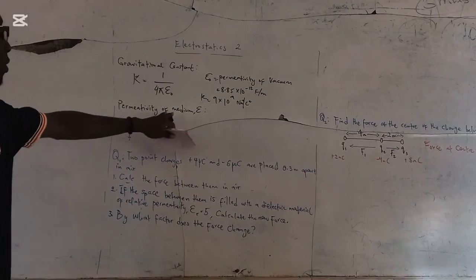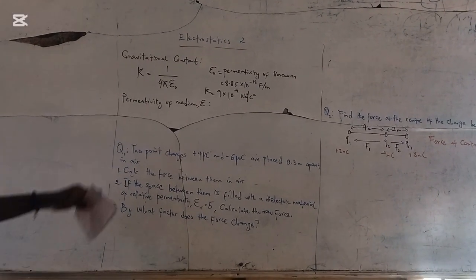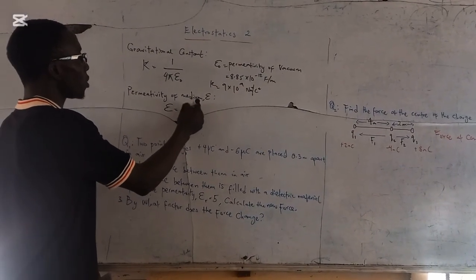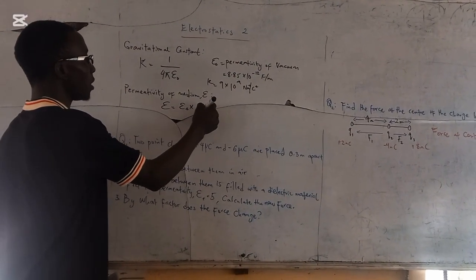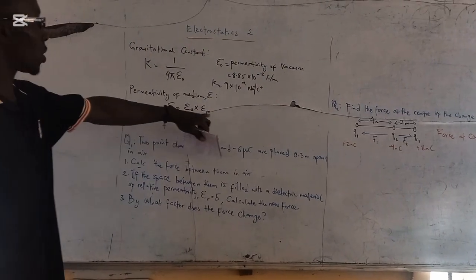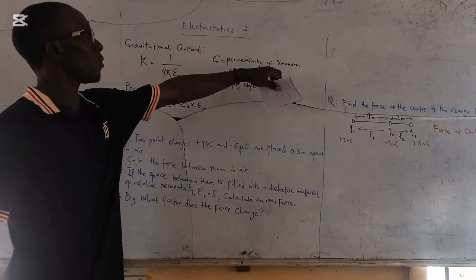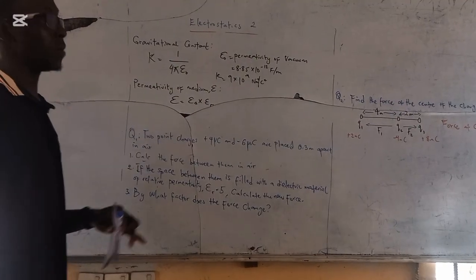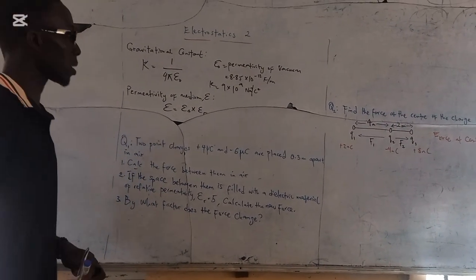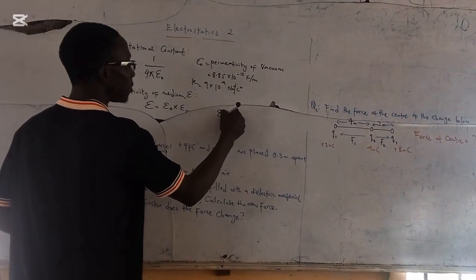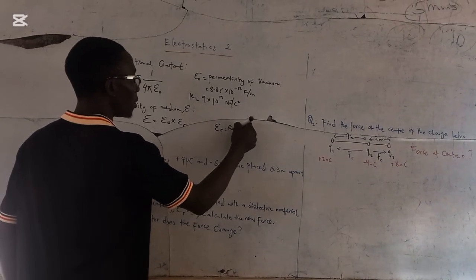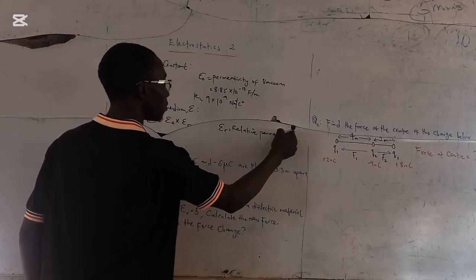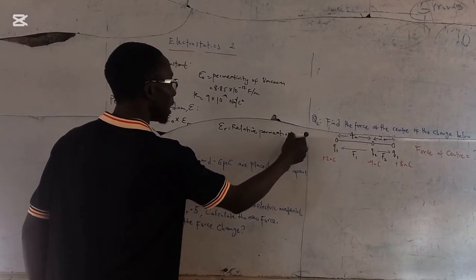So what is the permittivity of a medium? The permittivity of a medium is equal to epsilon naught multiplied by epsilon r. Now what is epsilon naught? Epsilon naught is the permittivity of vacuum, which I defined here. Epsilon r is the relative permittivity, or you can call it the dielectric constant.